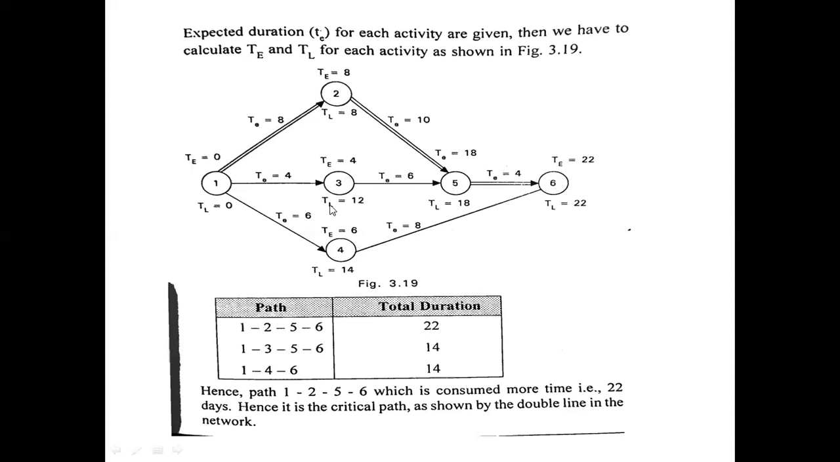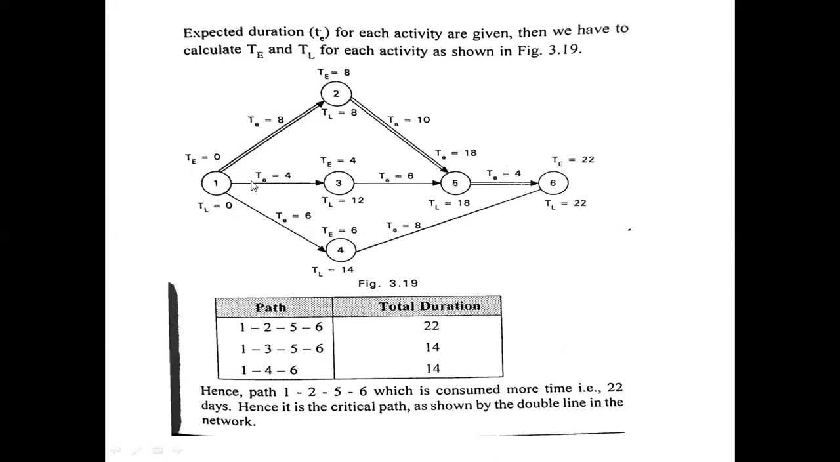Next, third one. Here it is 18. For the third event, the post event is 6, so you have to consider this value. 18 minus 6 gives us 12. Okay, and then go for 2. For the second event, the post event is 5. Here the latest finish time is 18. 18 minus 10 is 8. Okay, and next, the last one.